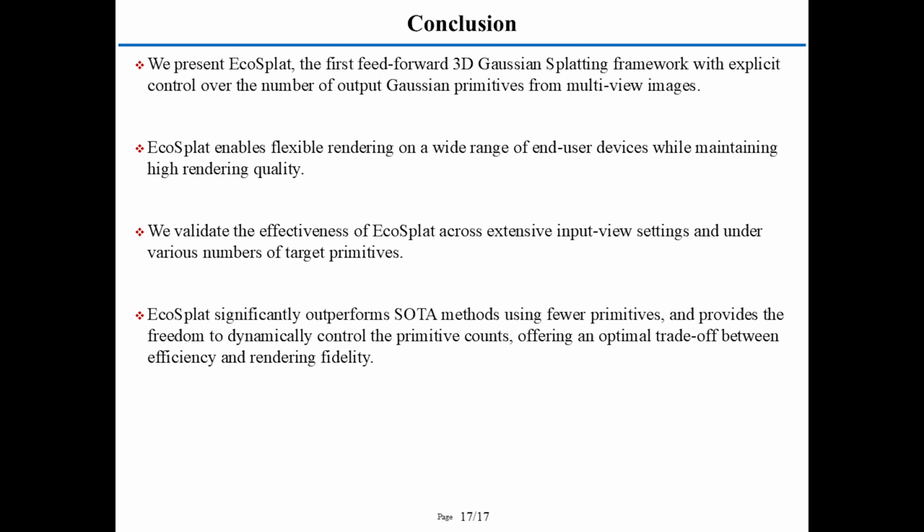In conclusion, EcoSplat enables explicit control over the number of Gaussians in feed-forward 3D GS, achieving flexible and efficient rendering across different device budgets while maintaining high-quality novel view synthesis.